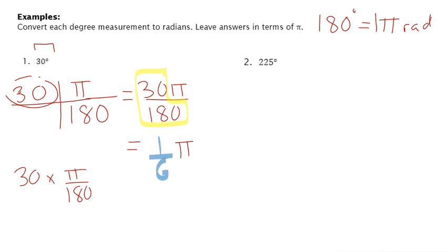And we're not going to write 1/6 pi. We're actually going to write it as pi over 6. So you're just going to put the pi in your final answer. So 30 degrees is the same as pi over 6 radians.